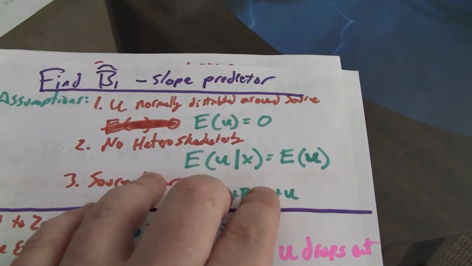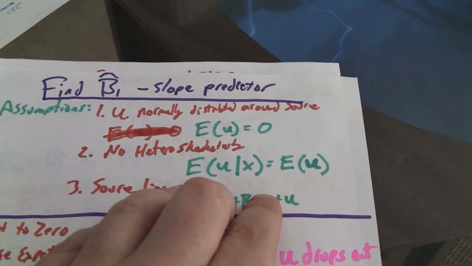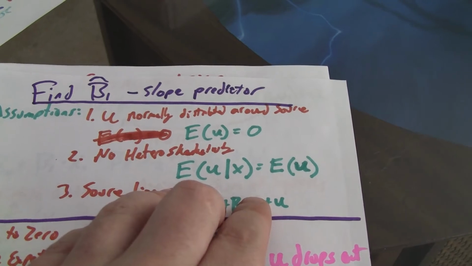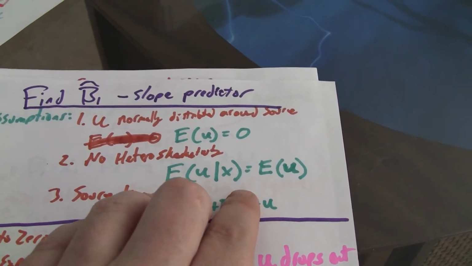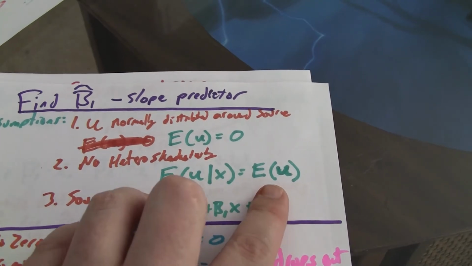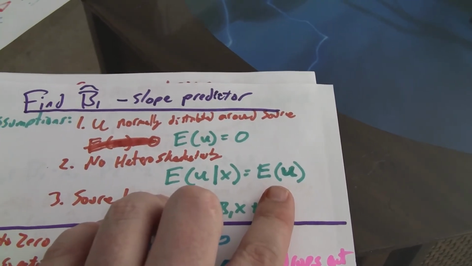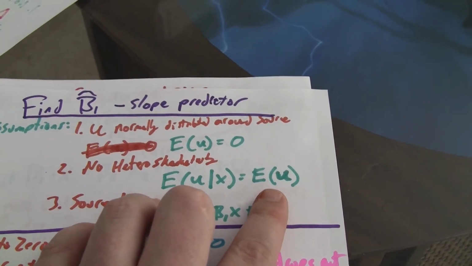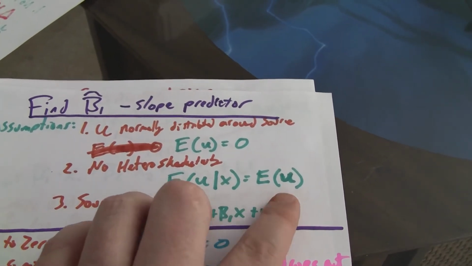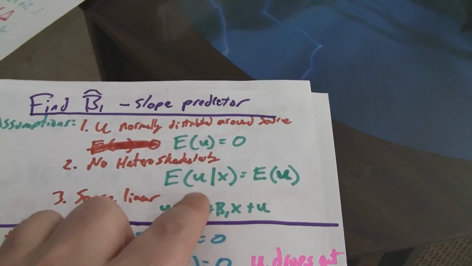Our next assumption is going to be no heteroscedasticity, so that the expected value of u given x is the expected value of u. We're not going to expect u to change as x increases, right? And our expected value of u, of course, is 0, right?